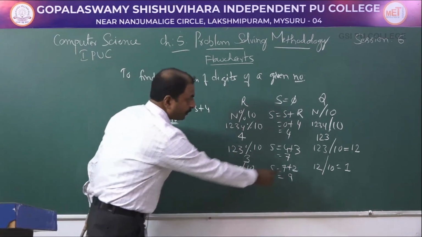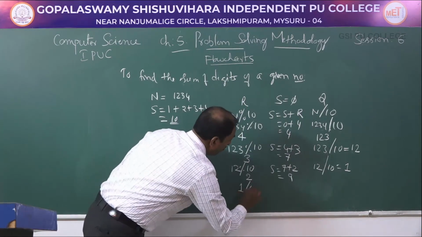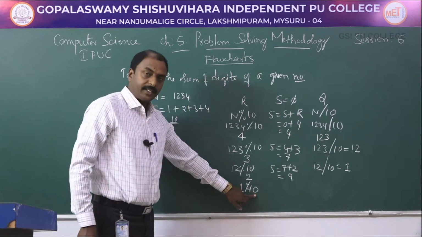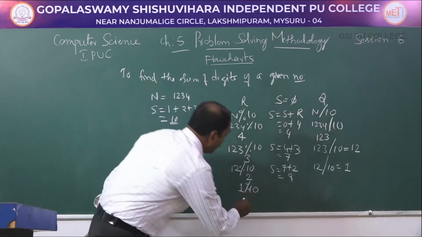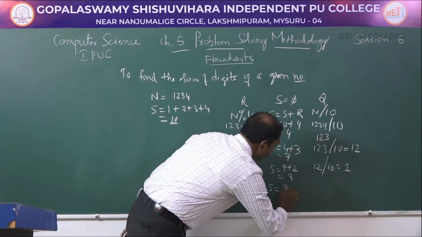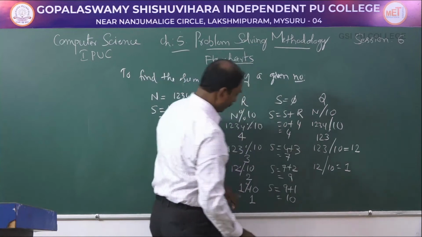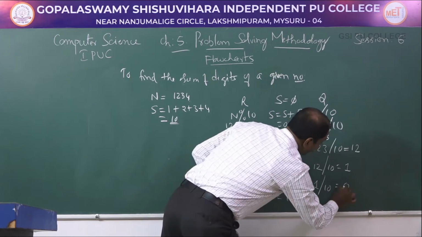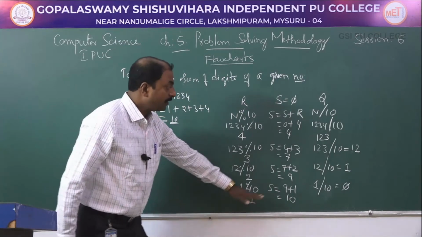Next, the given number is 1. Now take this as 1, given number 1 percentage 10. As 1 is less than 10, you cannot divide, so the quotient will be 0 and the remainder is 1. We add this to the sum: s equals 9 plus 1, that is 10. And here the number is 1 divided by 10, quotient is 0. So what is the next step? Next step is we have to divide 0.